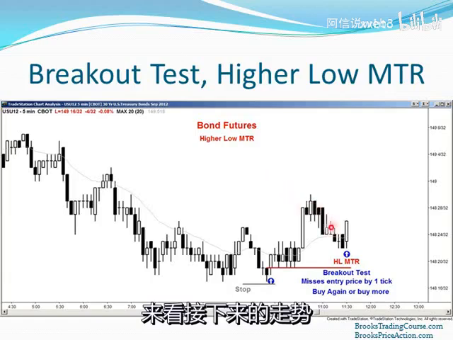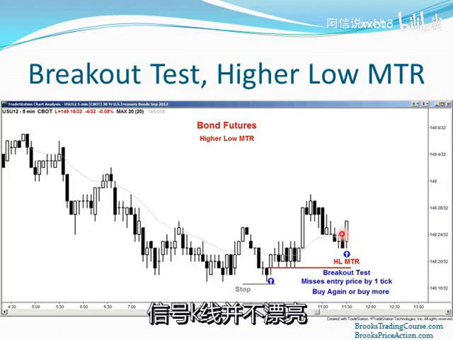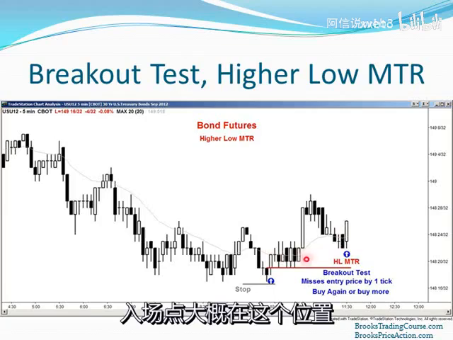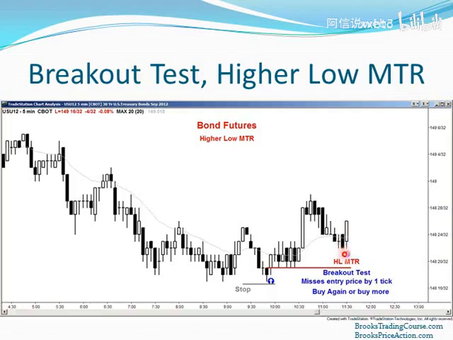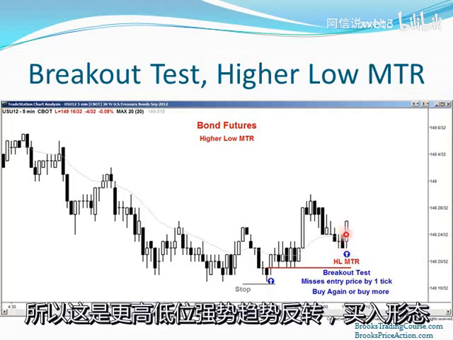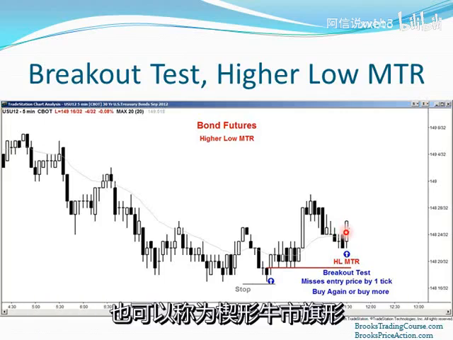Alright, so this is what we had. We had a sell-off and a reversal up. Not a very good looking signal bar, but notice what happened here, right? Your entry price was right here, and this pullback missed hitting break-even stops for the bulls. So it's a higher low major trend reversal buy setup.